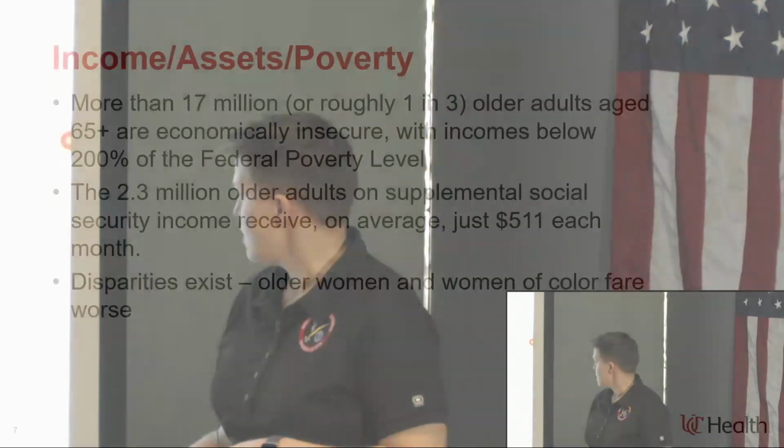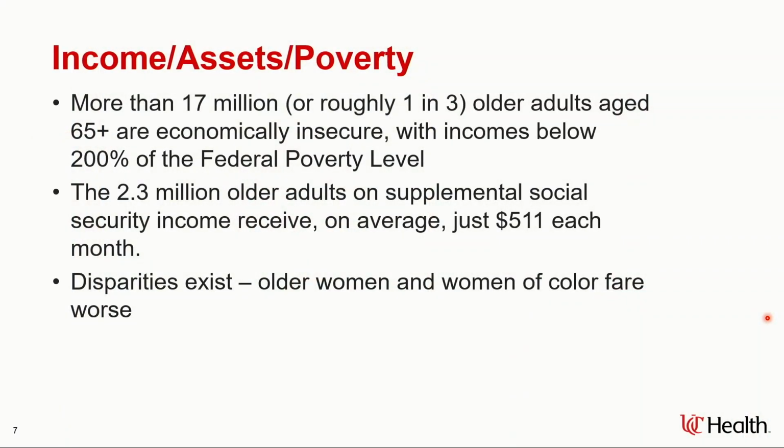So what's some other stuff about this patient population? We've talked about the fact that there are more elderly individuals living now, and that those patients are older than they used to be. But what else impacts this patient population? It's important to understand that many of our elderly patients are going to be living below the poverty line. More than 17 million, or 1 in 3 older adults over the age of 65, are economically insecure, with income below 200% of the federal poverty level.